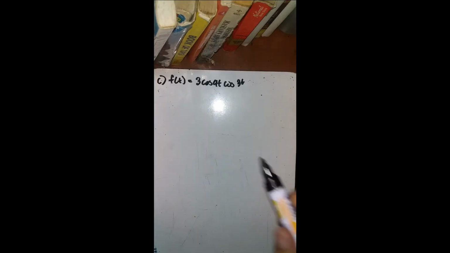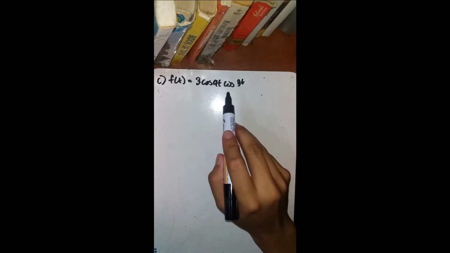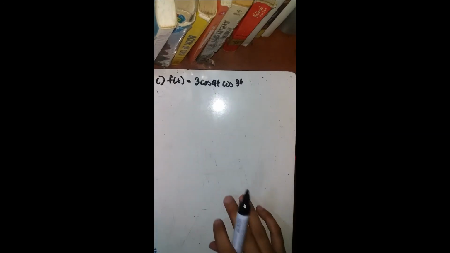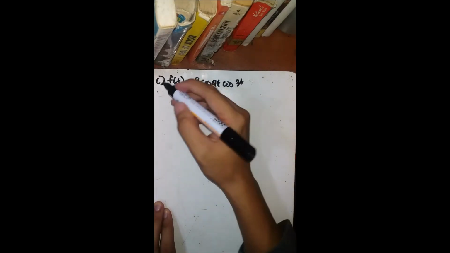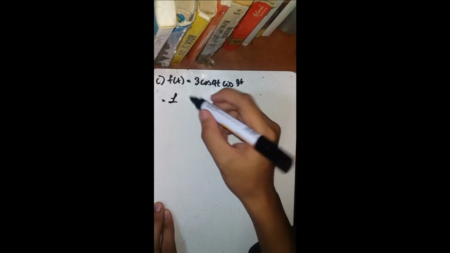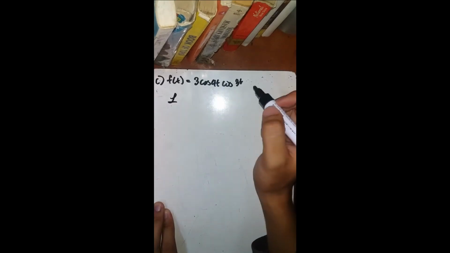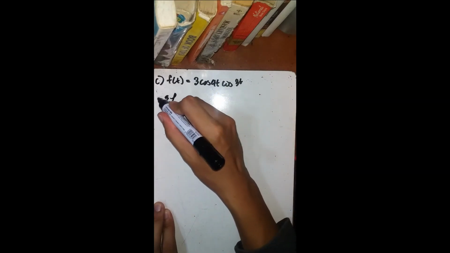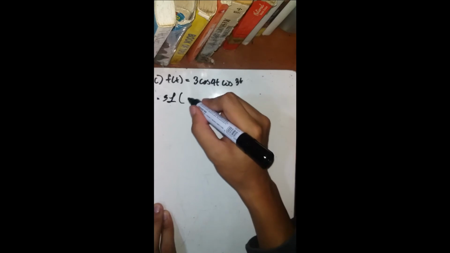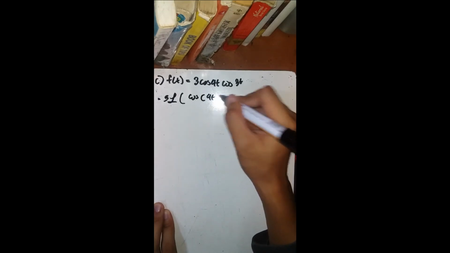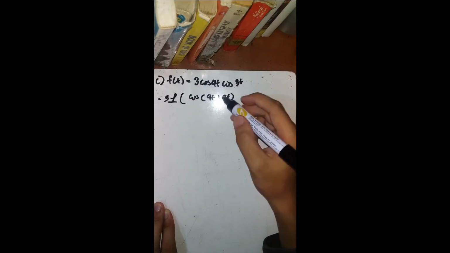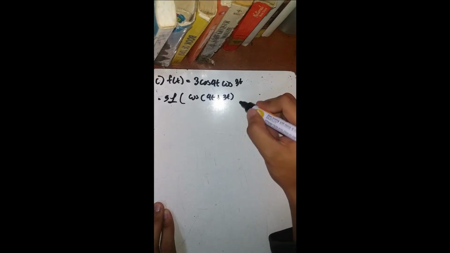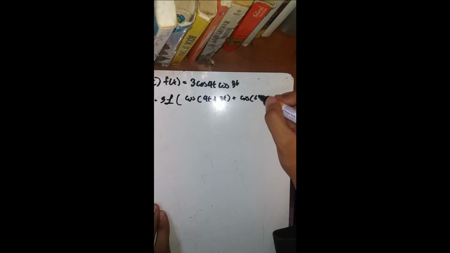Okay, this is our next problem. So f of t equals 3 cos 4t times cos 3t. There is actually a trigo identity for this, for cos x times cos y. So we took out the 3 first. This transforms into cos of (4t plus 3t) plus cos of (4t minus 3t), all over 2.